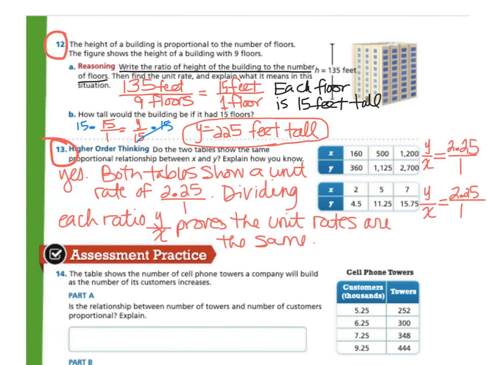Number 11. These two tables do show the same proportional relationship. Both tables have a unit rate of 2 25/100 to 1. And we divide each ratio y divided by x to prove that those unit rates are the same.